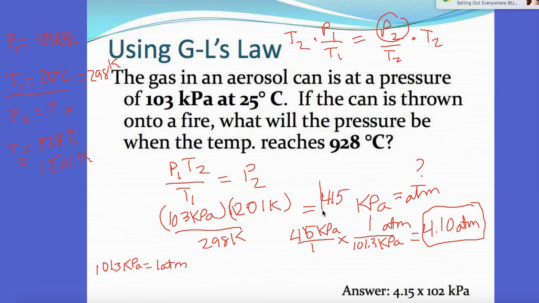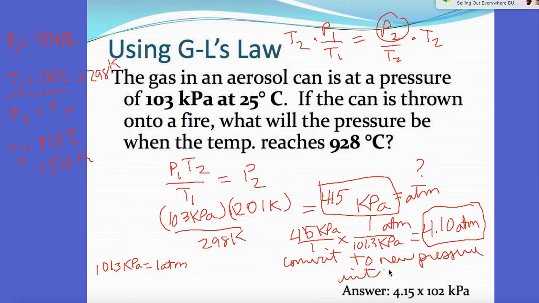So this was the answer for the actual question, but this is us learning how to convert to a new pressure unit. What if you were solving for pressure and it didn't really tell you what pressure to solve for? Well, then you could choose whichever one you want. You don't have to worry about it. All right, let's go on.